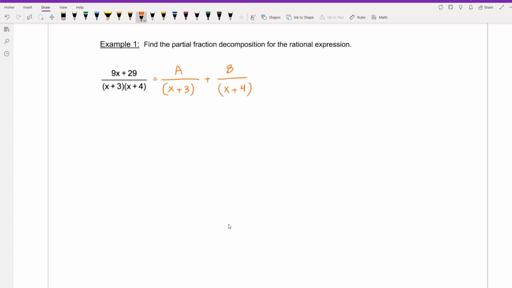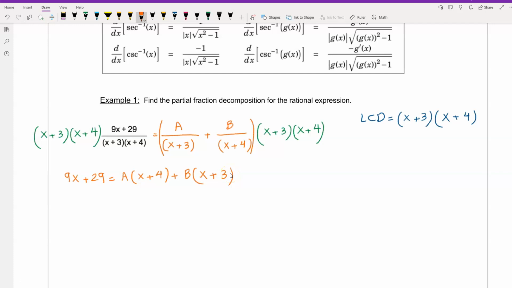Simplify this equation by multiplying each side by the LCD, least common denominator, which is x plus 3 times x plus 4. So I multiply both sides by the LCD and then simplify. On the left side we have 9x plus 29, and that is equal to A times (x plus 4) plus B times (x plus 3). Next step, we have to combine like terms. On the right side we have A times x and B times x, so combine these two.